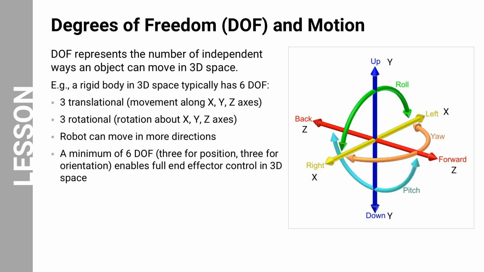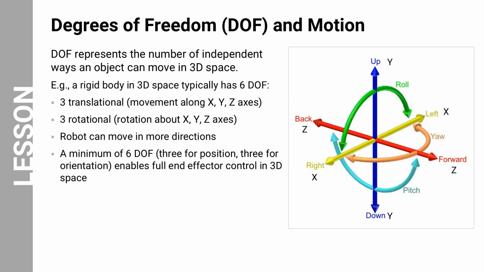Degrees of freedom, abbreviated as DOF, refers to the number of independent movements or variables in a system that define its state or configuration. It represents the number of parameters that can change independently without violating the constraints of the system. In mechanical systems, DOF represents the number of independent ways an object can move in 3D space. To fully understand how mechanical components function, move, and constrain the robot's movement in space, we must first define DOF.